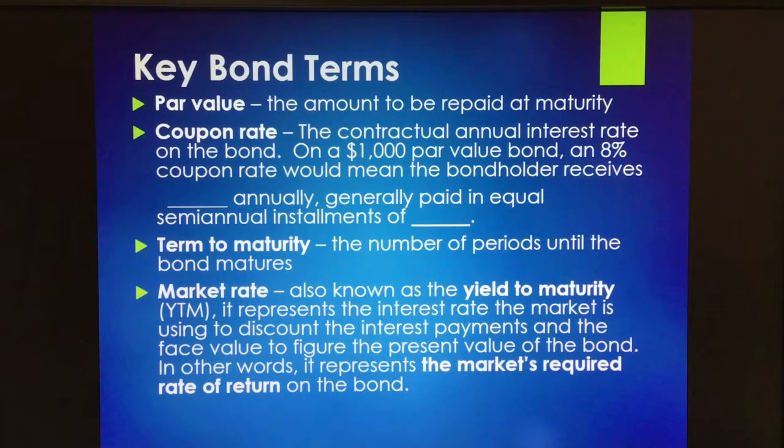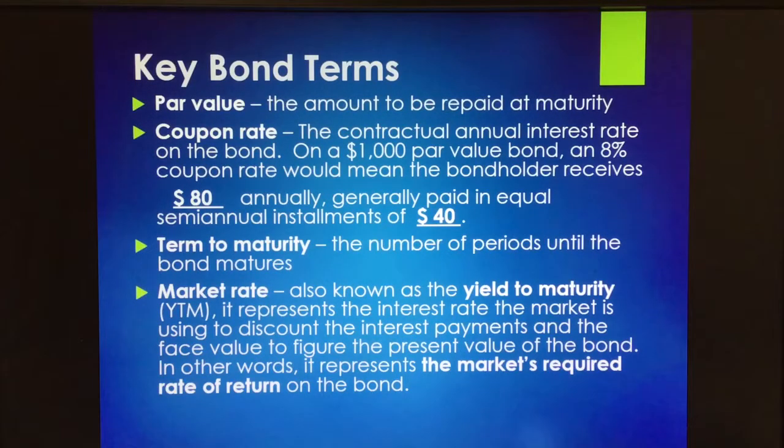On a $1,000 par value bond, an 8% coupon rate would mean the bondholder receives $80, that's PRT, principal times rate times time, $1,000 times 8% times 1 year would give you $80 annually. But by and large, corporate bonds don't pay annual interest at one time. They pay it in semi-annual installments. And so in this case, it would be essentially 4% or $40 every 6 months.